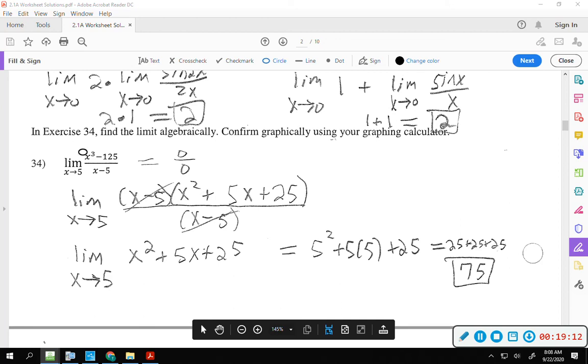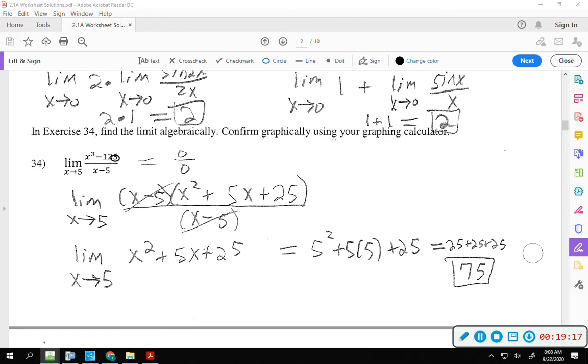Again, this factoring of the sum or difference of two perfect cubes may pop up 3 or 4 times throughout the year, so I think it's important for you to know it. But you have a technique to verify it using either long division or, in this case, synthetic division as well, to verify what this other factor is. Okay?